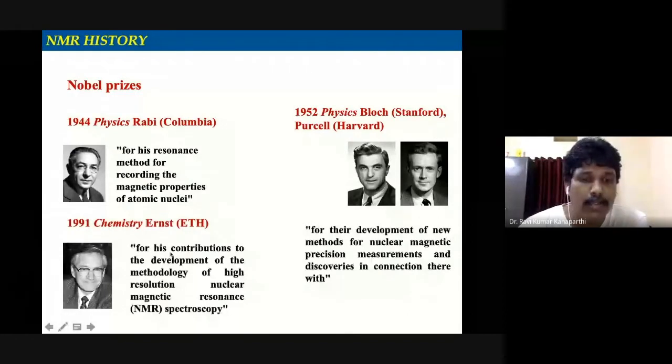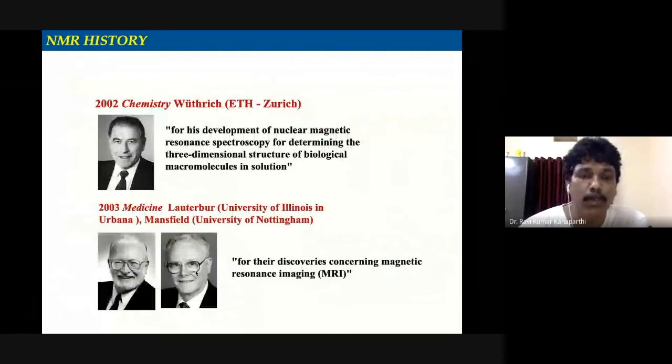And then Richard Ernst, in 1991, was awarded the Nobel Prize for his high resolution NMR techniques. Especially, he introduced the pulse technique, which was considered to be the fastest technique in terms of collecting the data.